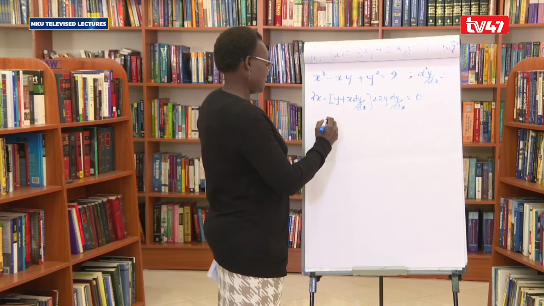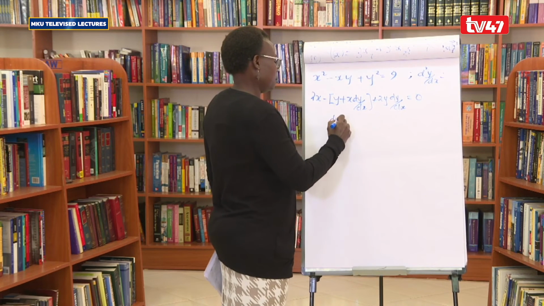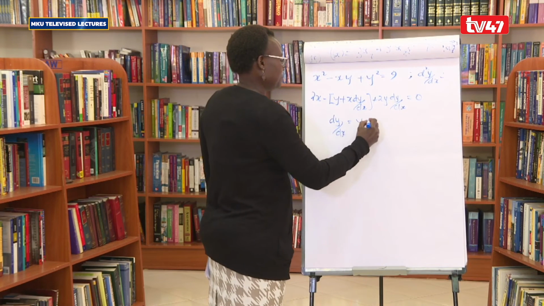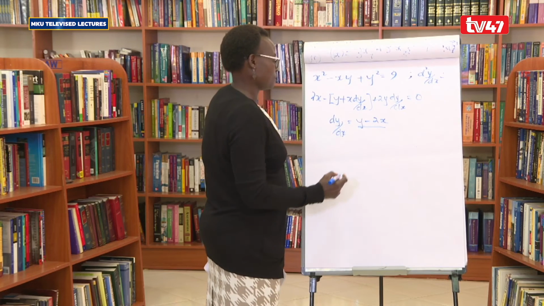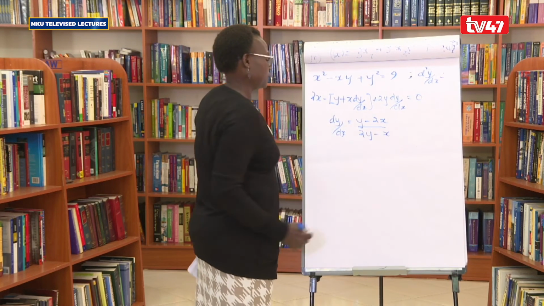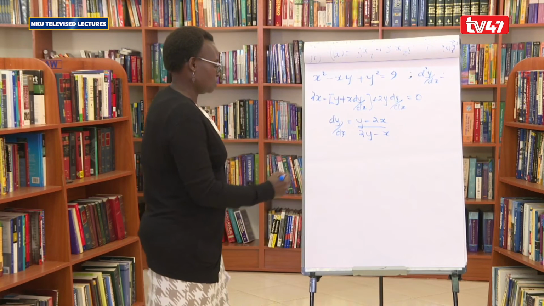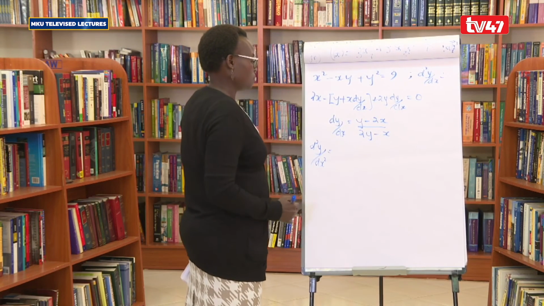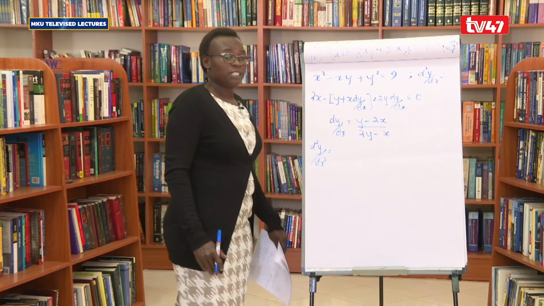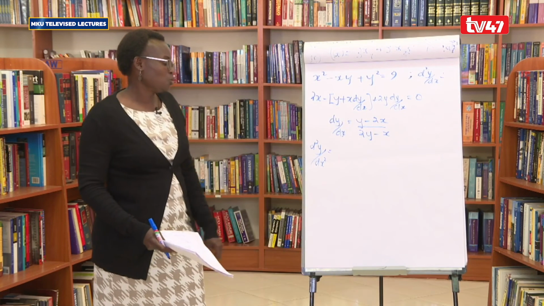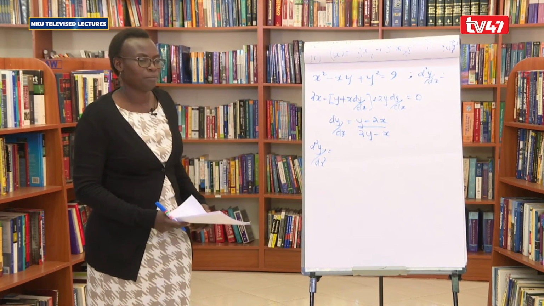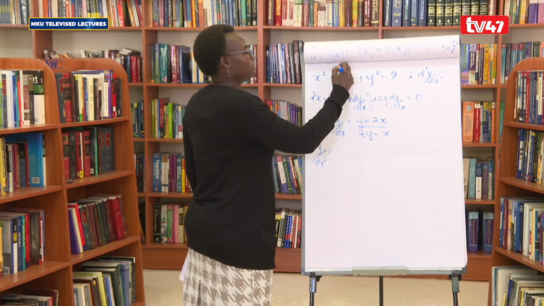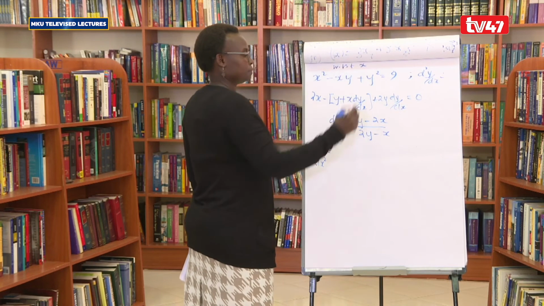So that implies that dy over dx is going to be y minus 2x over 2y minus x. Okay, so we want to get the second derivative. So this is a quotient. This is u and this is v. And at the same time, we remember that it's an implicit function. So we have to remember that we are differentiating with respect to x.